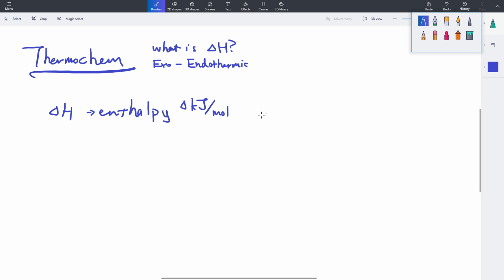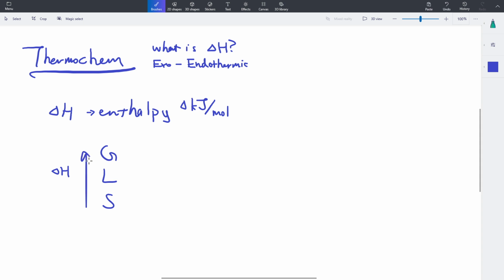Alright, so that's enthalpy. Here's another example. Generally the enthalpy of gases, liquids, and solids goes like this. A gas will have more enthalpy than a liquid, than a solid. So you can think of it as there's more kinetic energy in gases than in liquids, and liquids have more kinetic energy than solids, because generally the particles move much faster in gases than liquids than solids.